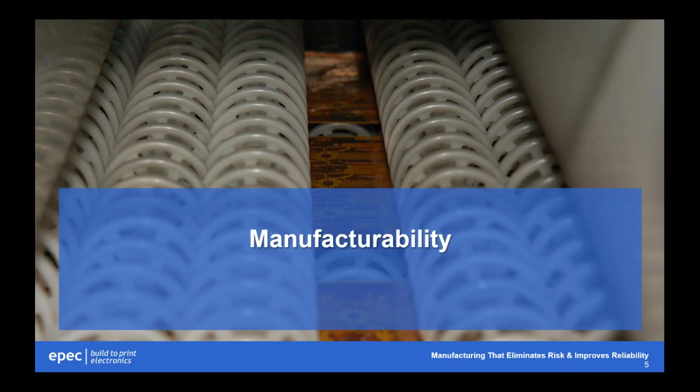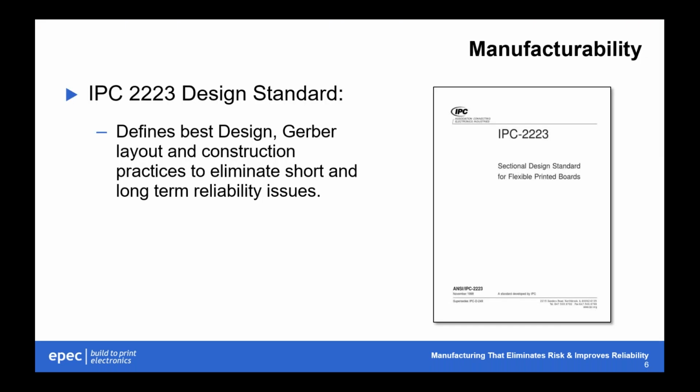So starting off with manufacturability, the first element I wanted to touch upon is the IPC 2223 design standard. This is a very inclusive design standard that covers a very wide range of design elements. Ultimately, it defines what the best design practices are, what the best Gerber layout practices are, and construction practices. The ultimate goal is to eliminate any short-term and long-term reliability issues.